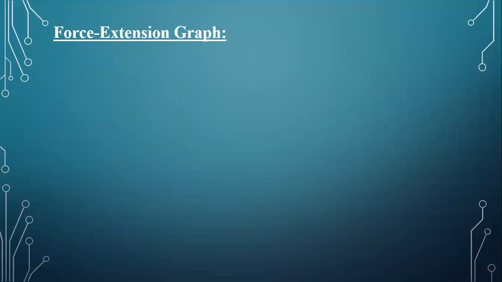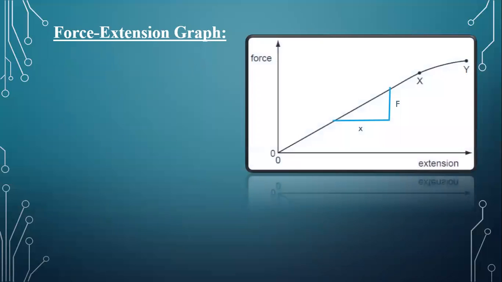This value of K can also be determined by using the force extension graph. So with the help of the force extension graph, we can determine the value of K for a certain material. This is the force extension graph, where extension is along the x-axis and applied force is along the y-axis. Initially this graph is a straight line from point O to point X, and then from X to Y, it changes to a curved line.